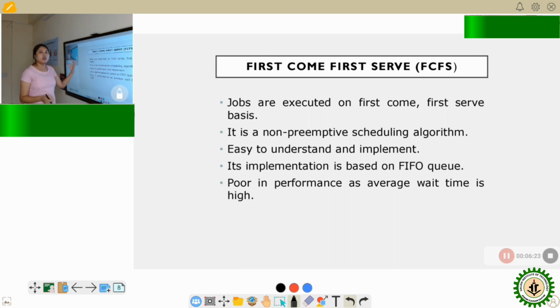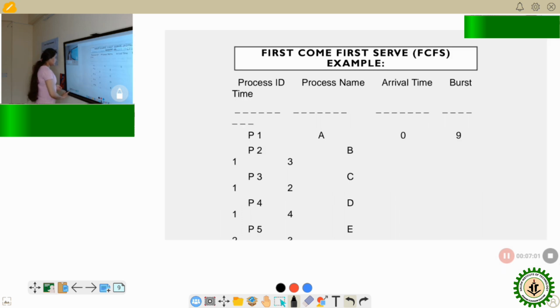So what are its objectives or characteristics? Jobs are going to be executed on a first come first serve basis. It is a non-preemptive scheduling algorithm, as we know. So whichever process arrives first will be executed first. It is easy to understand and implement; its implementation is based on a FIFO queue. However, it is poor in performance as the wait time is very high. We'll explain that in the next slide.